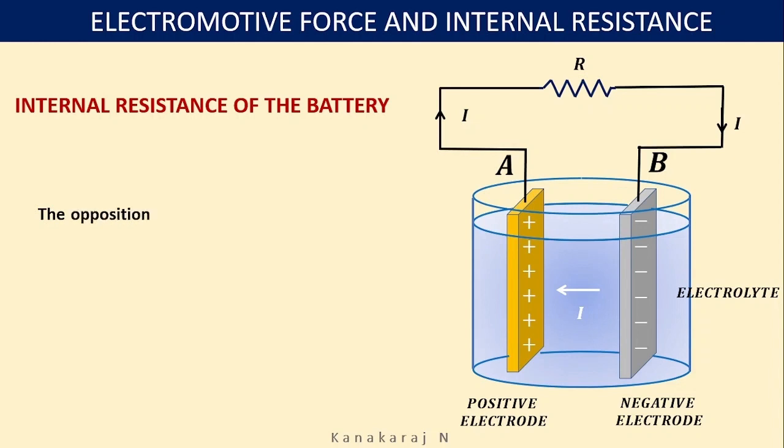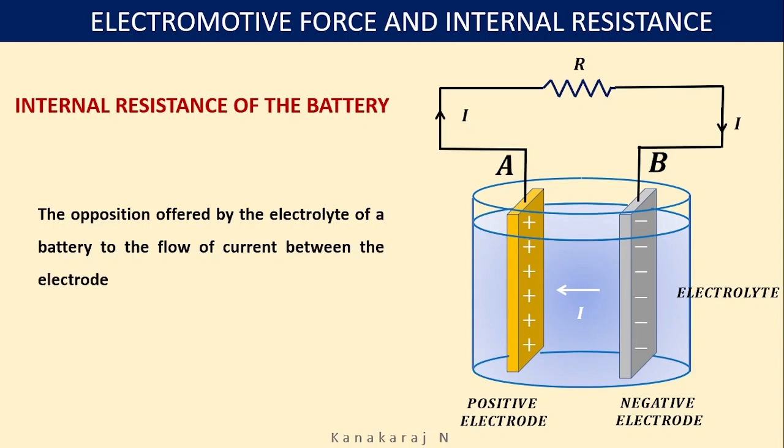ions. The opposition offered by the electrolyte of a battery to the flow of current between the electrodes is called internal resistance of the battery.